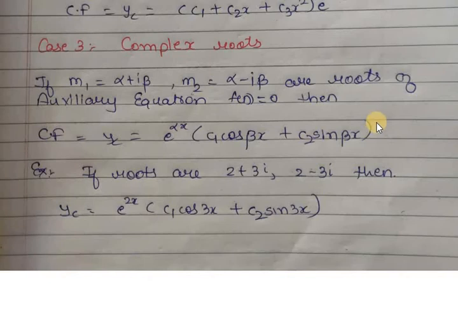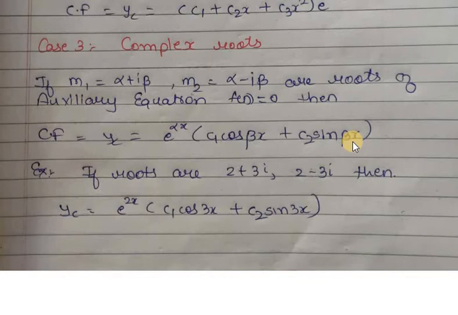So if the roots obtained from the auxiliary equation are complex roots and both are different, then CF can be found by this formula, that is e raised to alpha x in bracket c1 cos beta x plus c2 sin beta x. Now consider one example. Solve D square plus 4 into y equal to 0.